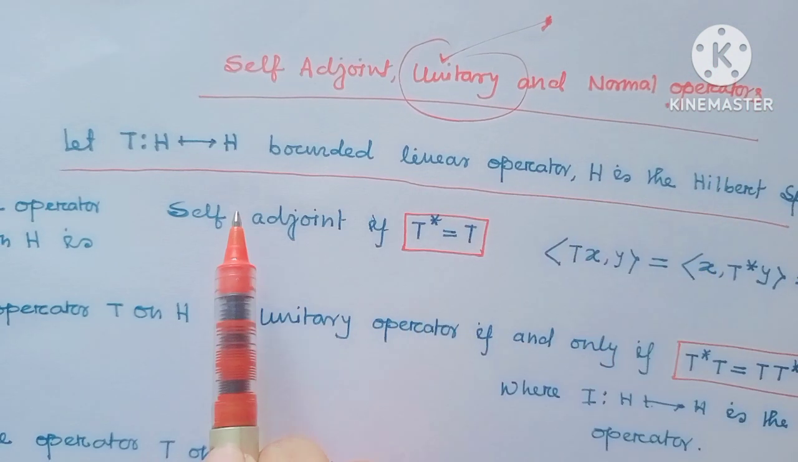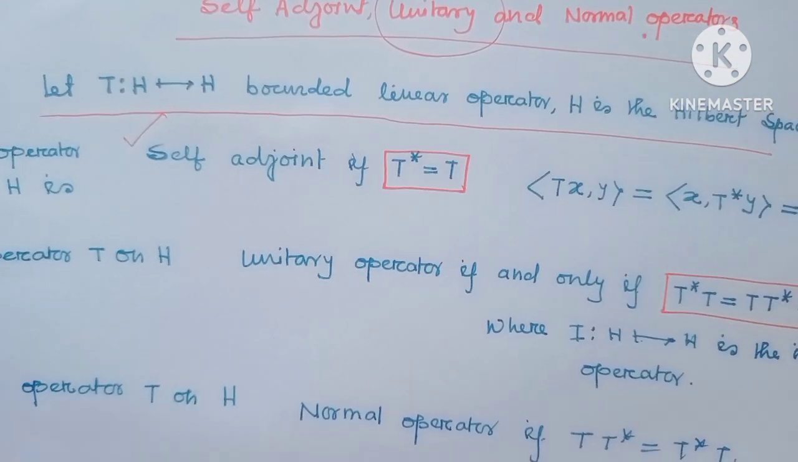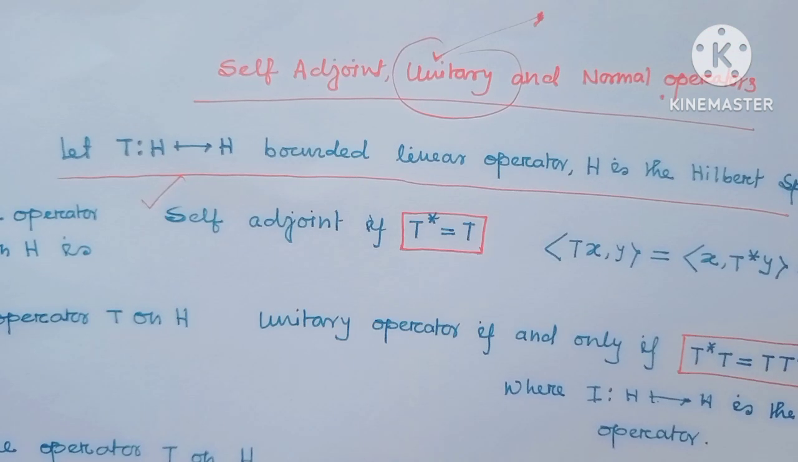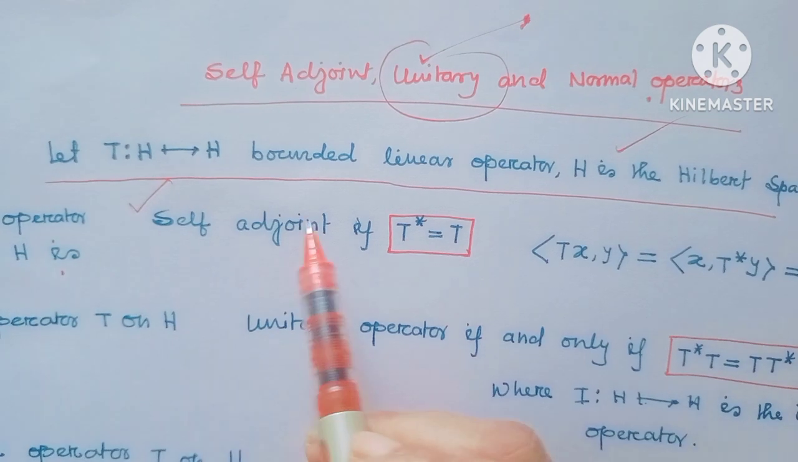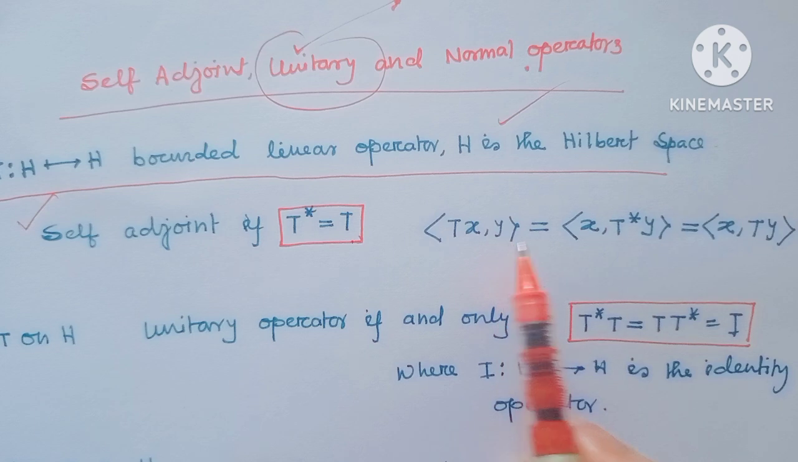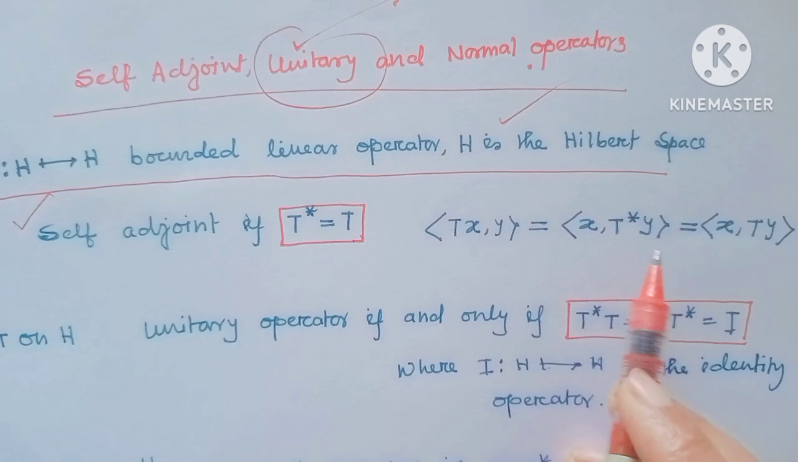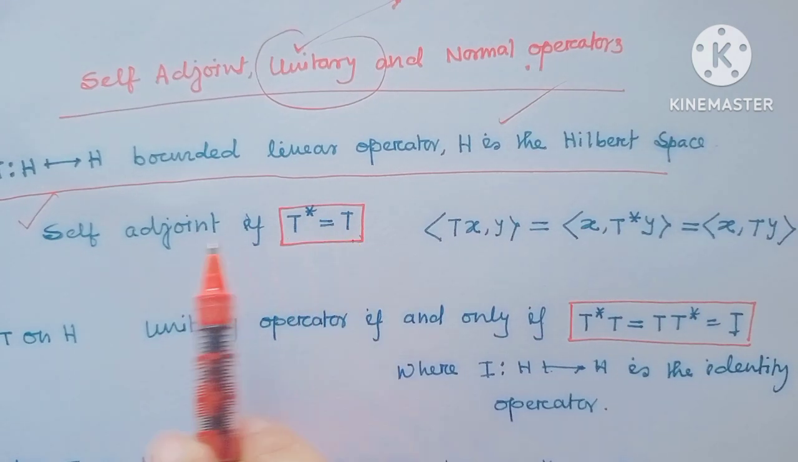At first, just recall what the self-adjoint and normal operators are. In my previous video I had discussed this part briefly. Let T be a bounded linear operator mapping from H to H, where H is a Hilbert space. The operator T on this Hilbert space is self-adjoint if T star equals T. That means inner product (Tx, y) equals inner product (x, T star y), and we all know the adjoint of T is equal to T when T is self-adjoint.